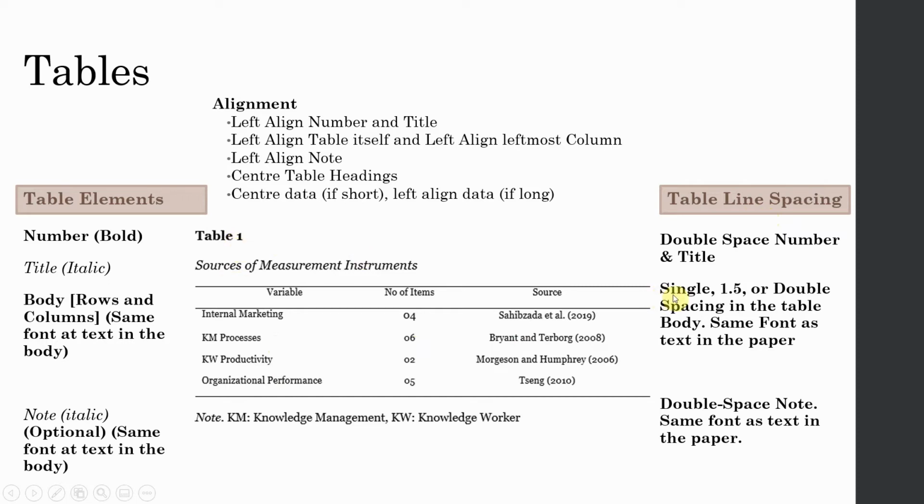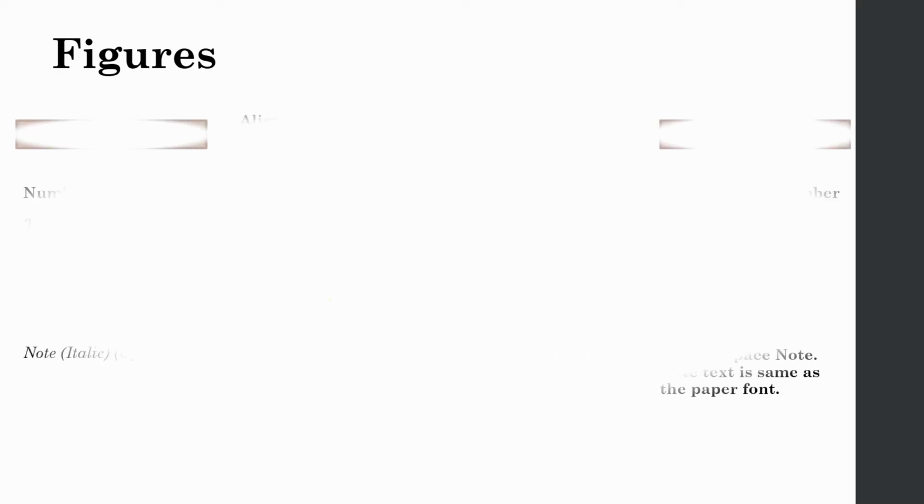Now as for spacing, look at this. Here is double spaced. Now single, 1.5 or double spacing in the table body. This is the table body, same font as the text in the paper, followed by a double spaced note, same font as the text in the paper. Now this is the format of the tables in APA style. Next, we are going to see how to present the figures.